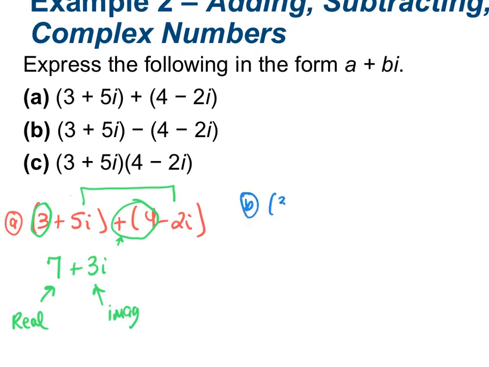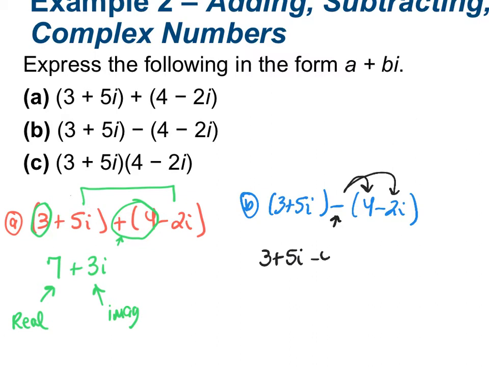B is 3 plus 5i minus 4 minus 2i. Is this the exact same problem? No. How is it different? The minus sign in the middle. There's a minus sign in the middle. When there is a minus sign in the middle, what do you have to do with that minus before you can combine like terms? Distribute. You have to distribute it. If you guys do not distribute it, your answer will be wrong. Make sure you pay attention to that. Distribute that negative. I have -4, and then a negative and a negative gives me a positive.